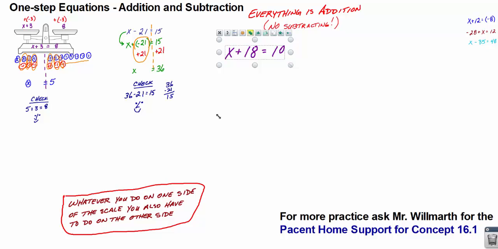There you go. X plus 18 equals 10. You already probably know what that's going to be. In fact, you're probably saying to yourself, wait a minute, something plus 18 gives me a smaller number? I'll bet that x is a negative. You might be right. Let's find out. So pause the video, go through the steps to solve it, then start the video back up and watch the solution.